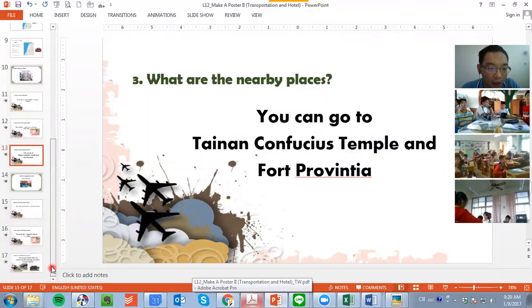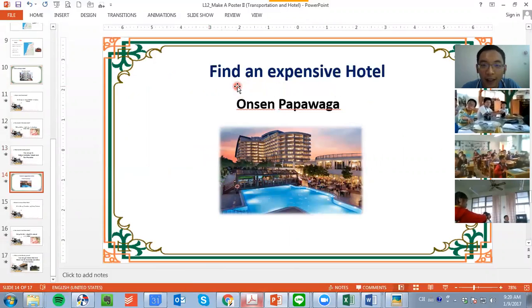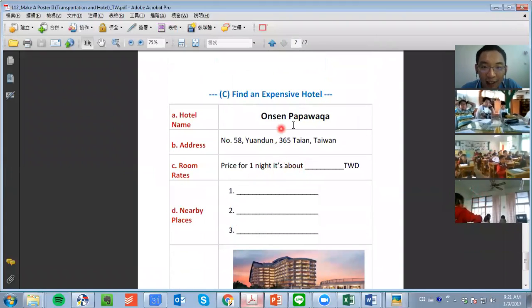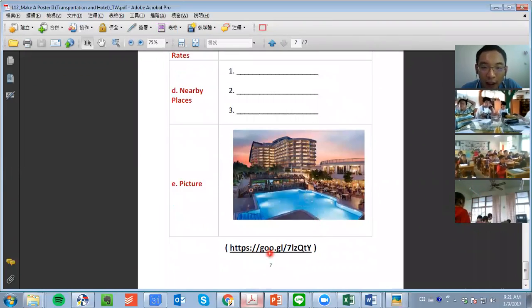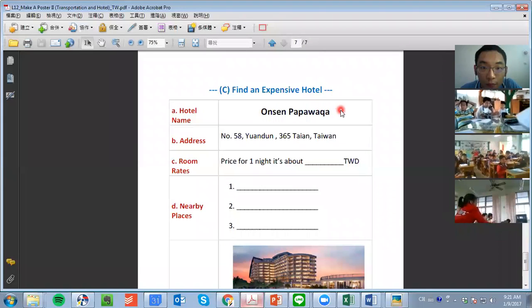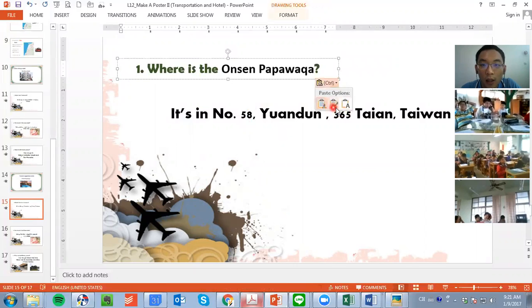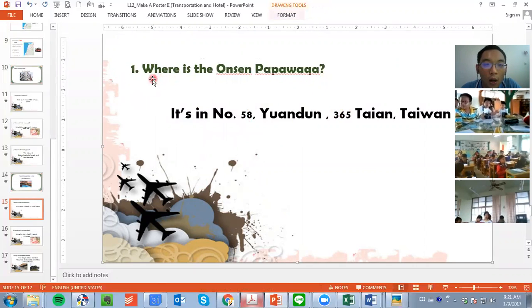Okay, now we are going to find another place. Let's read it. Pricey and expensive hotel. This is Onsen Papawaka. Never mind, it's a name. Here, this is the place. Page 7. 11,810. Now let's read it.